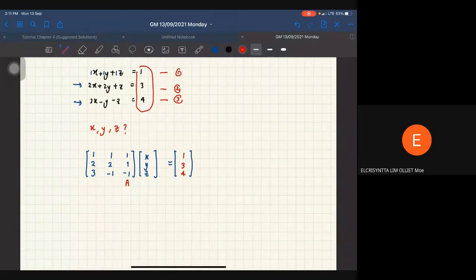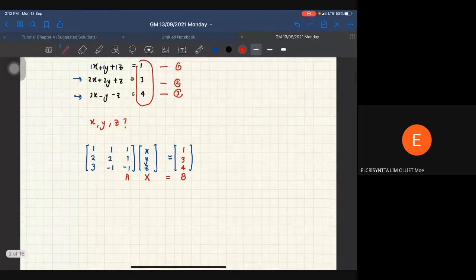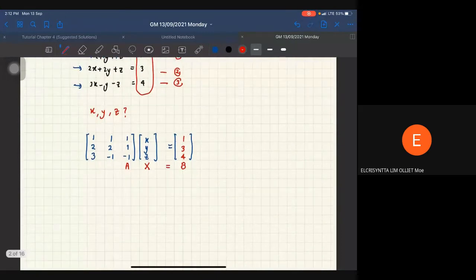So this one is A and then kita darabkan dengan? X. This one is X, betul. Okay, so jawapan kita panggil sebagai? B. Okay, so we now have AX equals to B. Okay, so this is our general form. Ni yang dekat sini adalah bentuk general kita.